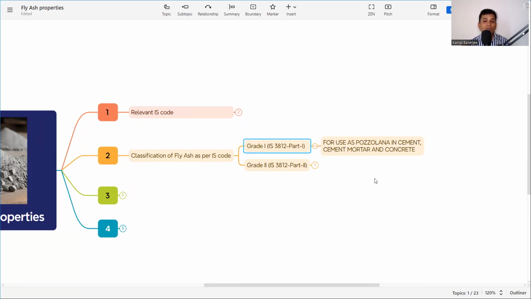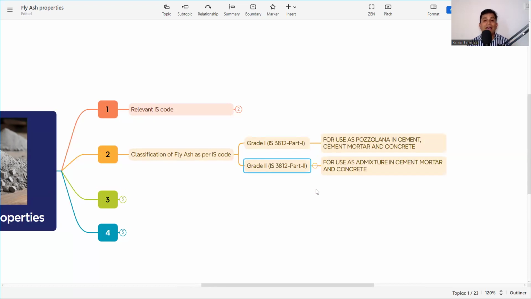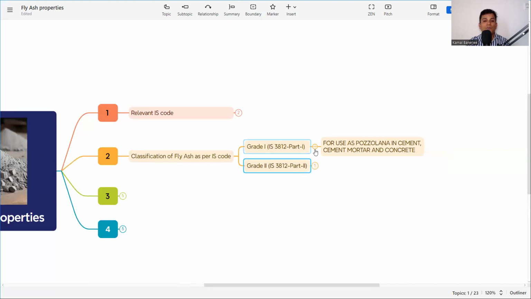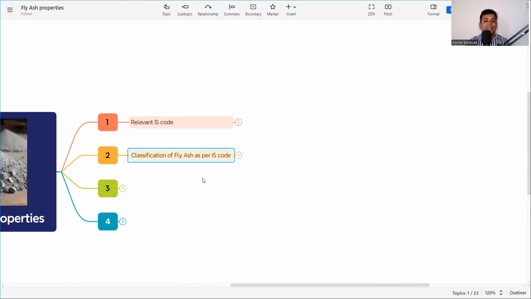So whenever we are using fly ash as a pozzolana in cement mortar production and concrete production, then IS 3812 Part 1 is to be followed, that is, grade 1 fly ash is to be used. And what is grade 2? Grade 2 is for use as an admixture in cement mortar and concrete. So whenever we use fly ash as an admixture, then grade 2 fly ash will be used, conforming to IS 3812 Part 2. So these are the two grades of fly ash available in India as per IS code.